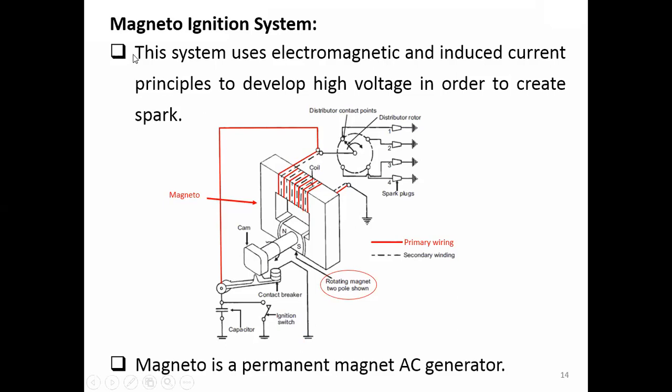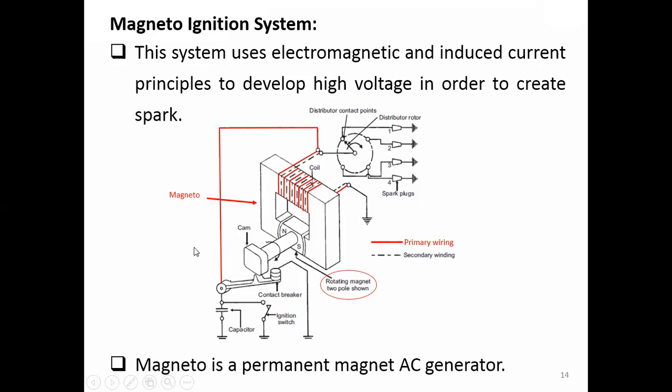Okay, the second system is called the magneto ignition system. In this system, we also use the electromagnetic fields and the induced current principles. They use the same principles in order to develop the high voltage to create the spark. Okay, this is the picture of the system. One thing that you can notice in this system is what? You don't see the power supply. This system has no power supply. You don't see the battery in here.